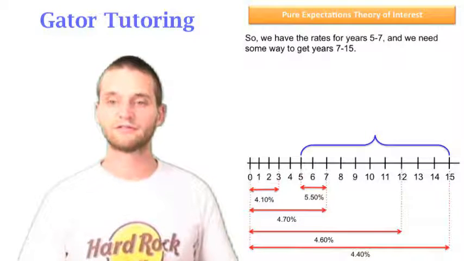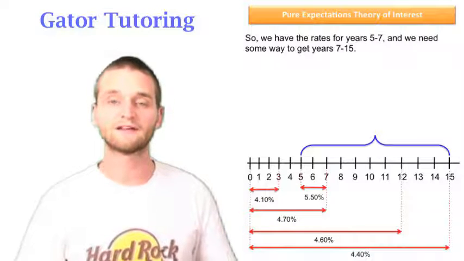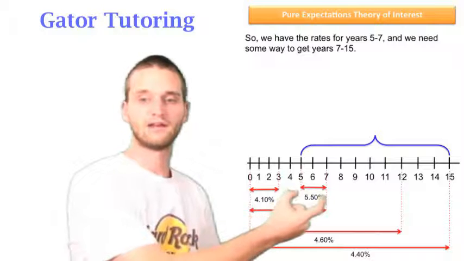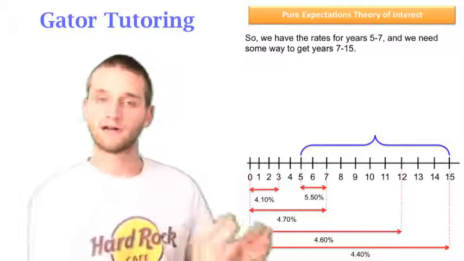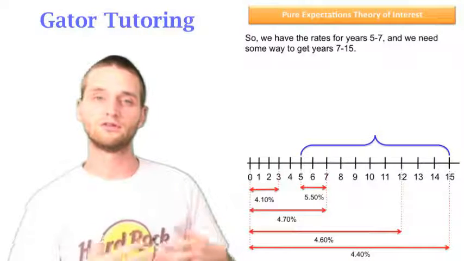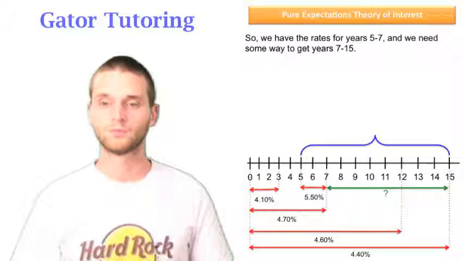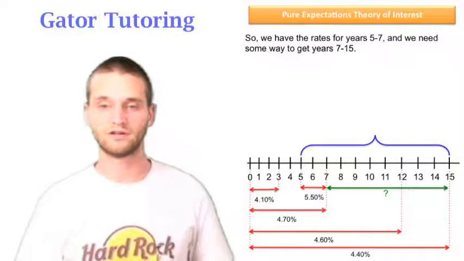So we have the rates for years 5 through 7, and we need some way to get years 7 through 15, because this is not given in the question, and we need the rest. We need from 7 on. If we have from 7 on, we can use the information to find the present value of this bond. Well, so what is the rate between year 7 and year 15?